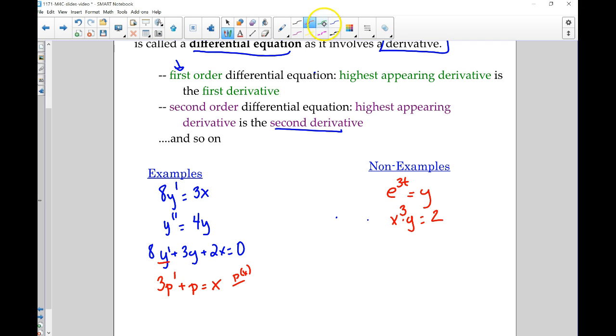Keep in mind, and I didn't do any examples here, but it could be the case that we have sine of m plus m prime is equal to e to the t. That would be another example of a differential equation. Again, as long as it involves a derivative, we're okay.